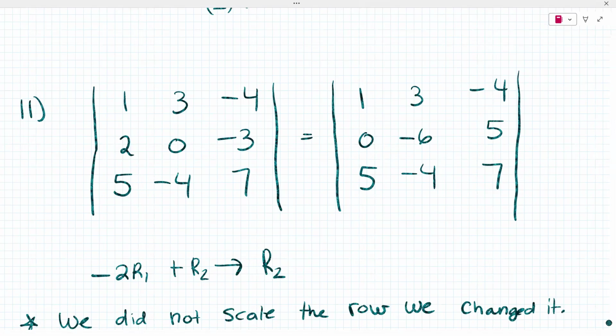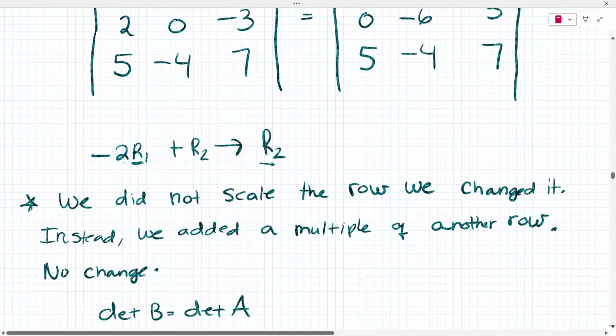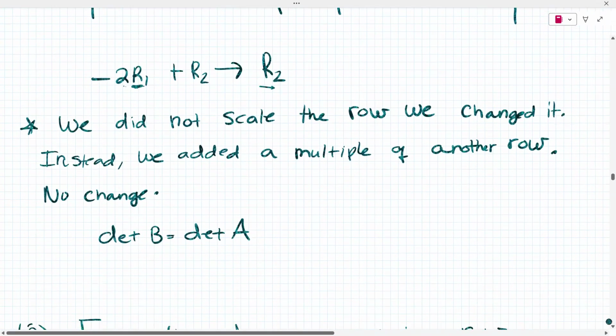So the determinant doesn't change, because this scalar, -2, went with row 1, and our new output is row 2. They're not the same row. If they were, it would change. So we did not scale the row; instead, we added a multiple of another row, so no change.